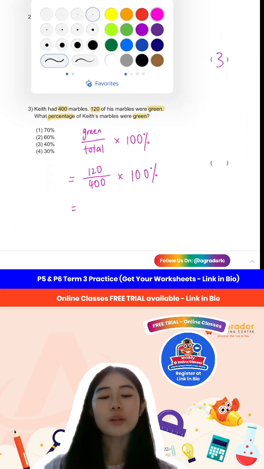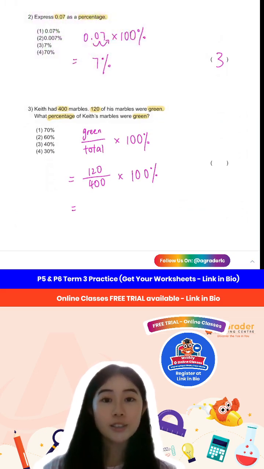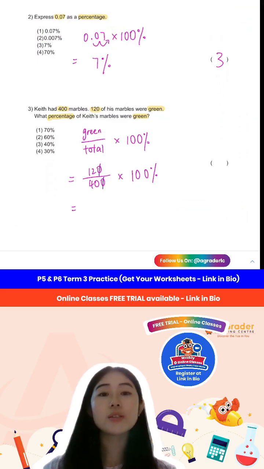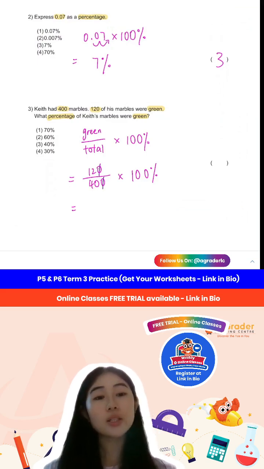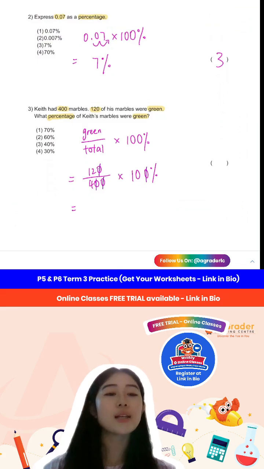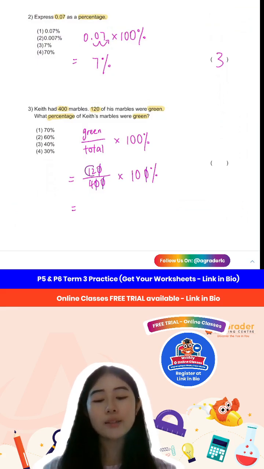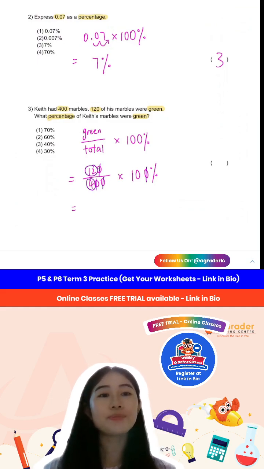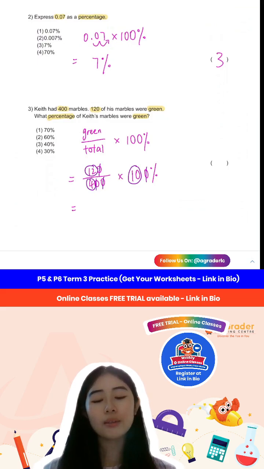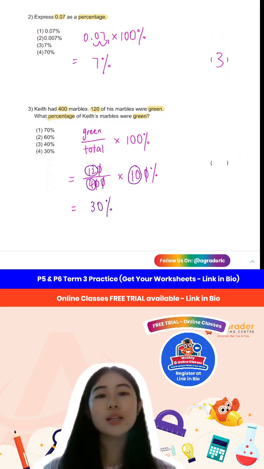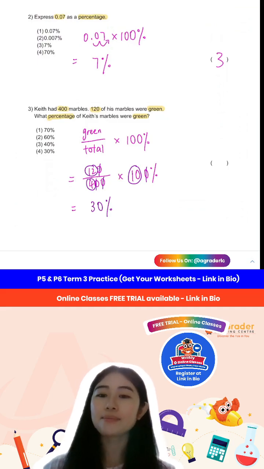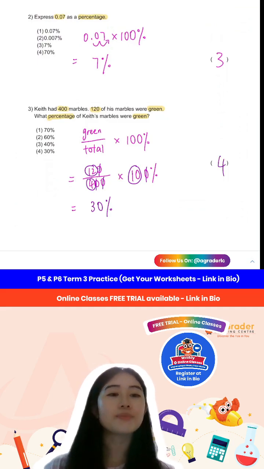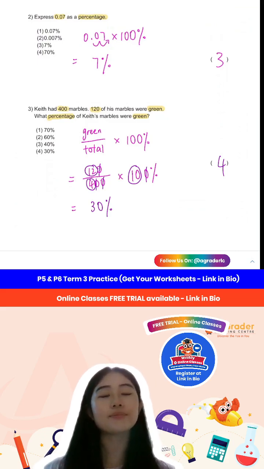Now, how do you do this calculation? You can cross cancel. So you can cancel the 0 first, and then you can also cancel the 0 diagonally, like this. Isa says use 12 divided by 4. Yes, that is correct. So you have 12 over 4, which means 12 divided by 4. That is just nice, 3. Then 3 you're going to times 10, which is 30. So that's how you get 30% as the answer. This is option 4. So good job to everybody who got it correct.